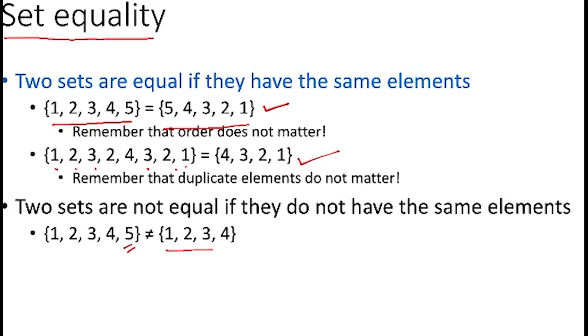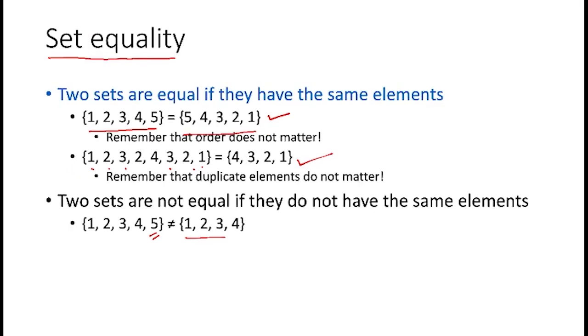So two sets are not equal if they don't have the same elements. If you don't have the same elements, like 5 is not there, then these two sets are not the same.